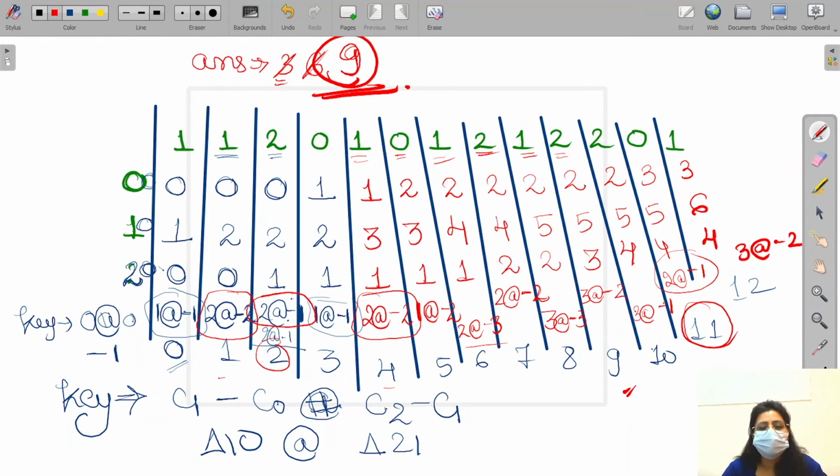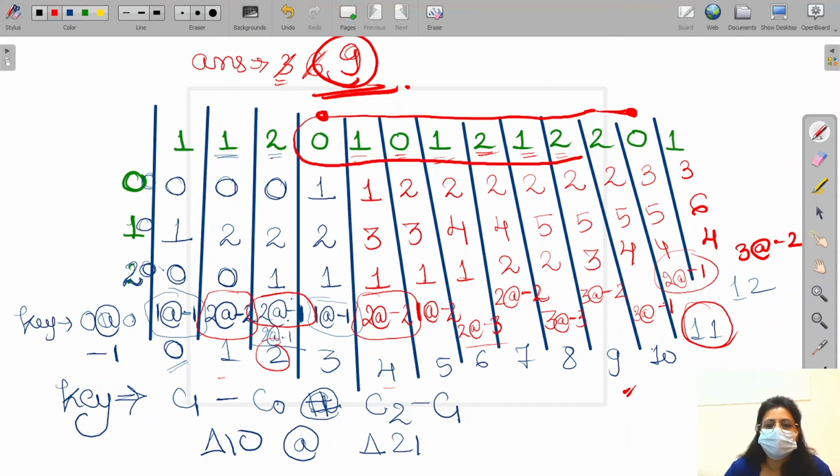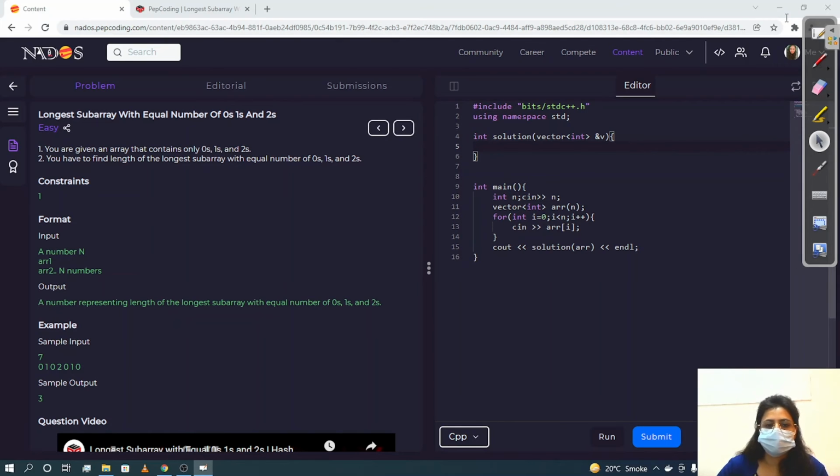So the longest subarray is of course from here till here, right? This is our longest subarray which contains equal number of zeros, ones and twos. So we got our length and we'll return this, right? Okay. So we have discussed our approach. Let's discuss the code now.